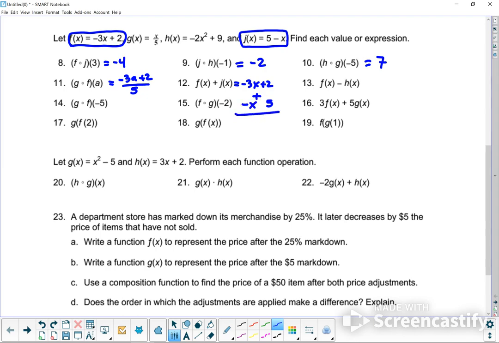So what do I get? If I add them up, I'm going to get negative 4x plus 7. Okay? Because negative 3x and negative 1x makes negative 4x, and then positive 2 and positive 5 makes 7. So my answer is negative 4x plus 7.